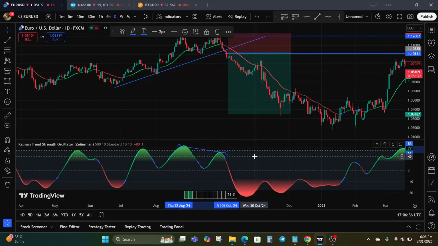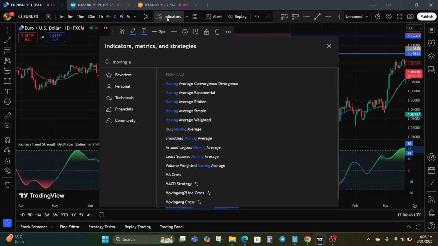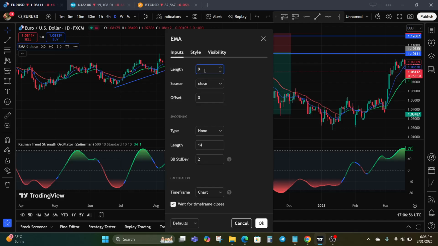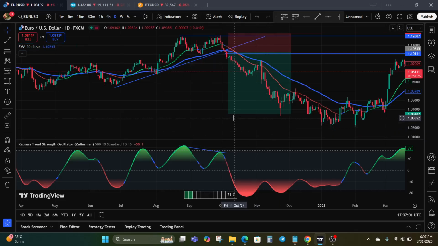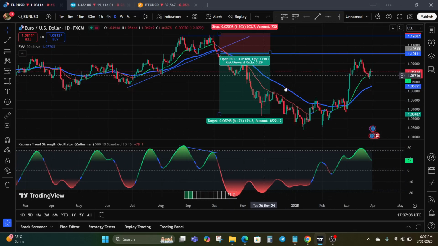Now, to improve accuracy, you can combine the Kalman Trend Strength Oscillator with other tools. For example, you can decide to add a moving average to the chart, maybe a 50 EMA or a 200 EMA, depending on your trading style. You can use the moving average to confirm long-term trend direction. In this case, we can see that this was actually a sell trend.